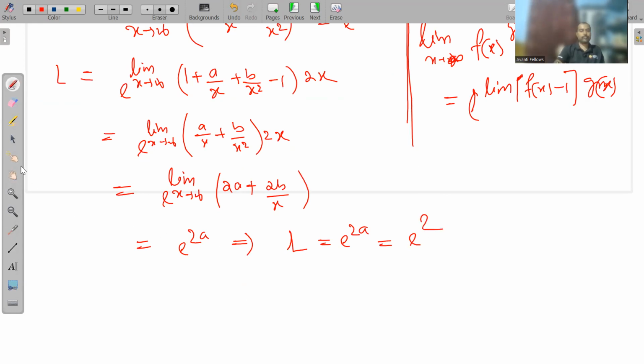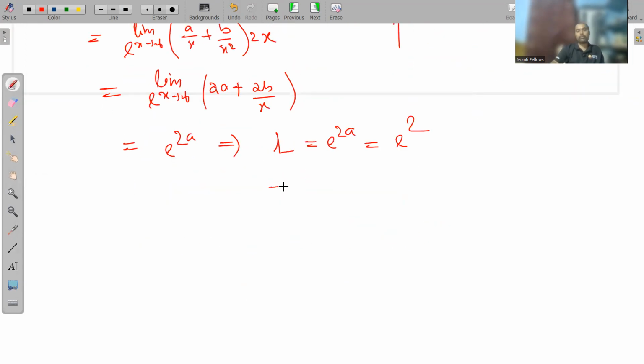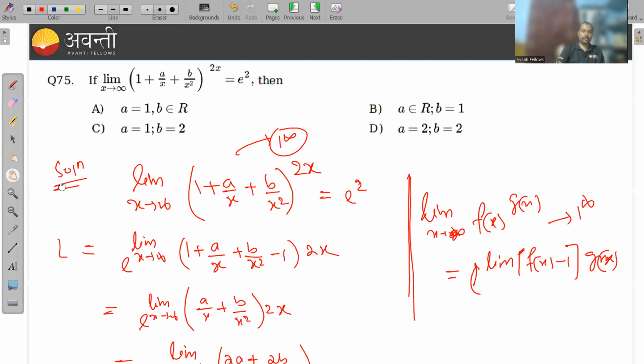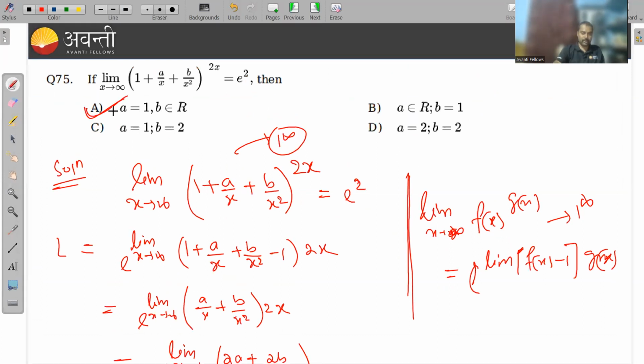So we are getting here 2a equal to 2. So a we got, that is 1, and b belongs to any real number. A is 1 and b is any real number. Option A is correct for question number 75. Okay, so let's move to the next question.